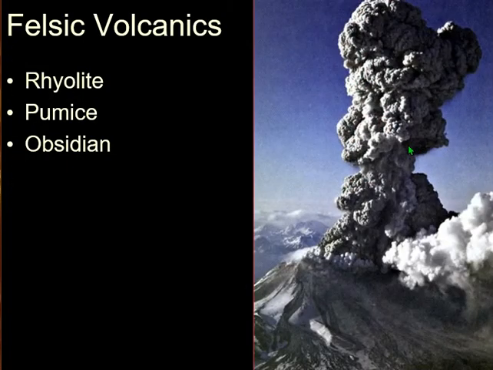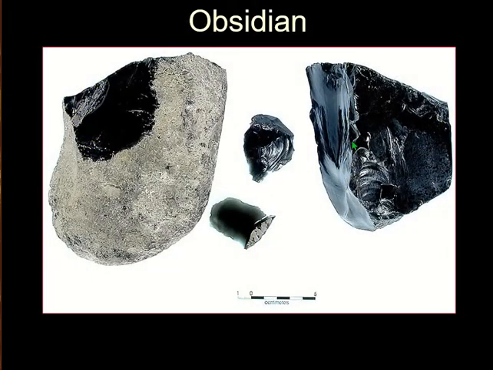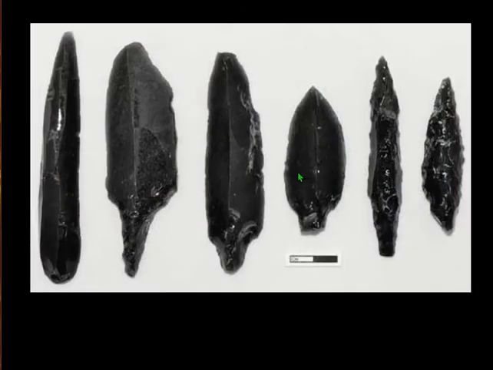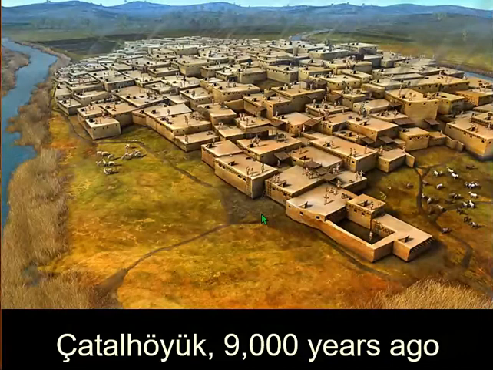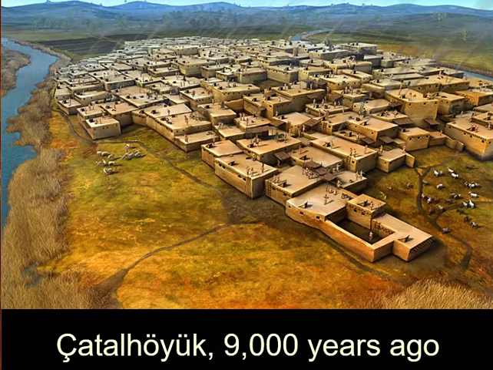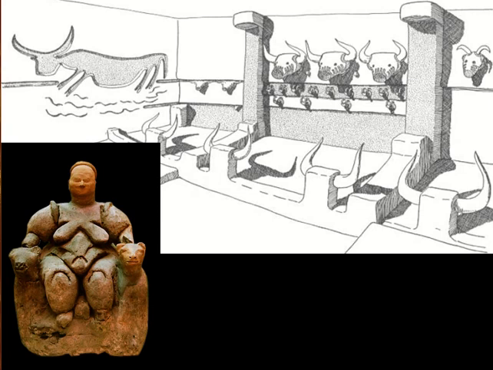So the felsic volcanics include rhyolite and also include pumice, which you may use for cleaning your bits, and obsidian, the volcanic glass, which would, of course, be very nice and shiny, and you would use for making tools. And, of course, I've already told you a bit about how the trade in tools is why Çatalhöyük became such an important center, making weird shrines and women with cats.